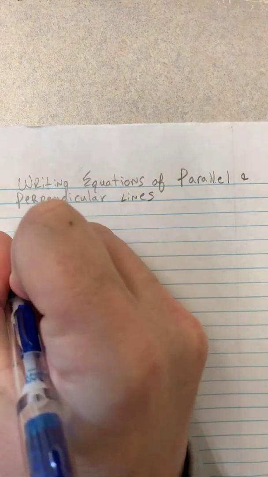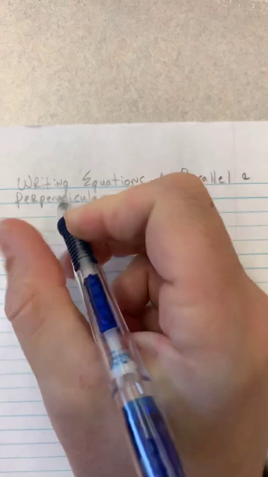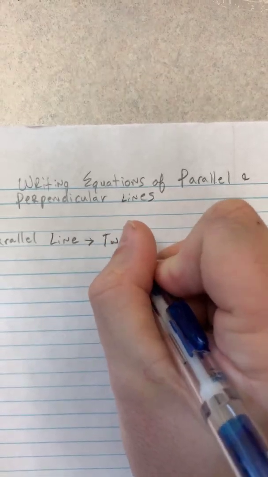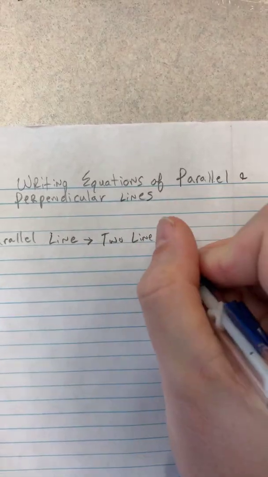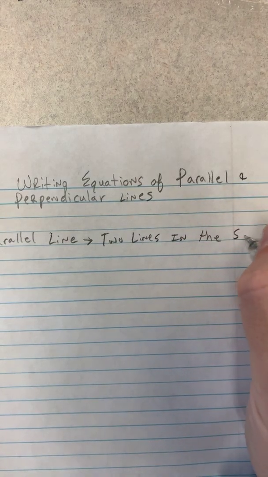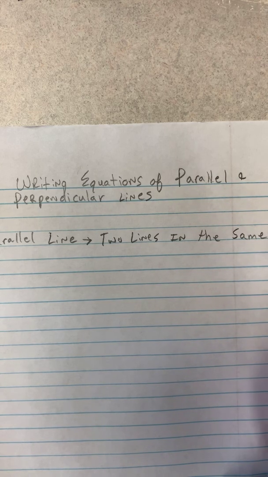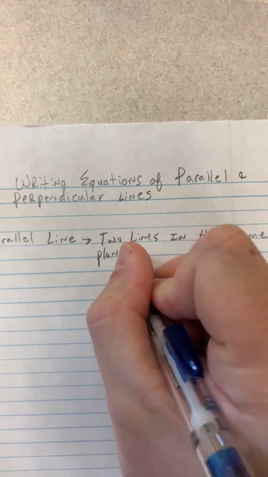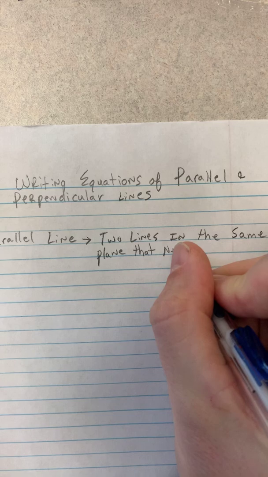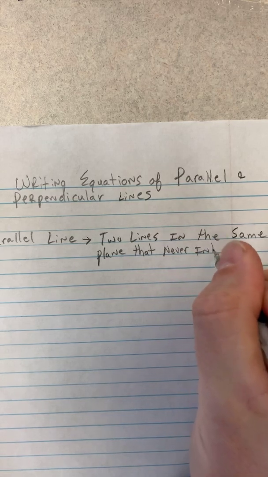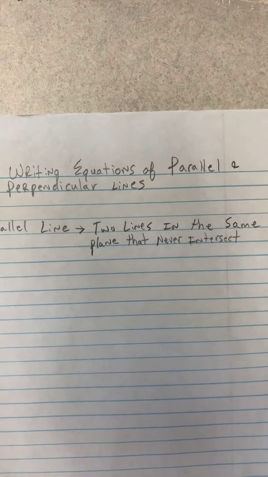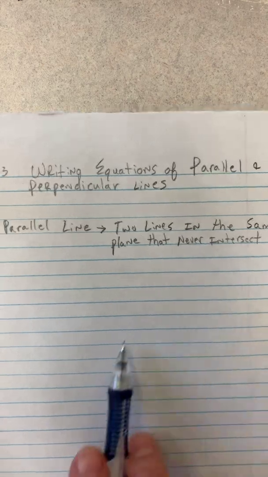So a parallel line, just a quick little definition: two lines, and they have to be in the same plane, so they're going to be in the same coordinate plane, that never intersect. They're never going to cross. Parallel lines are two lines in the same plane that never intersect.